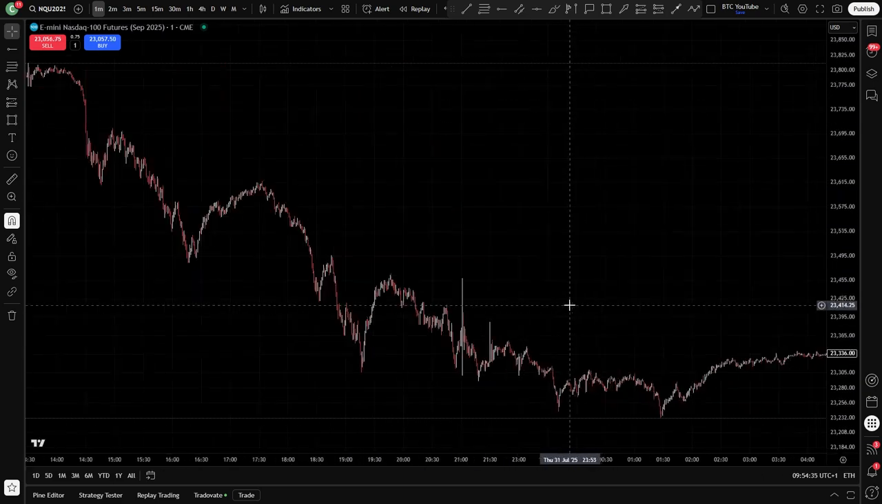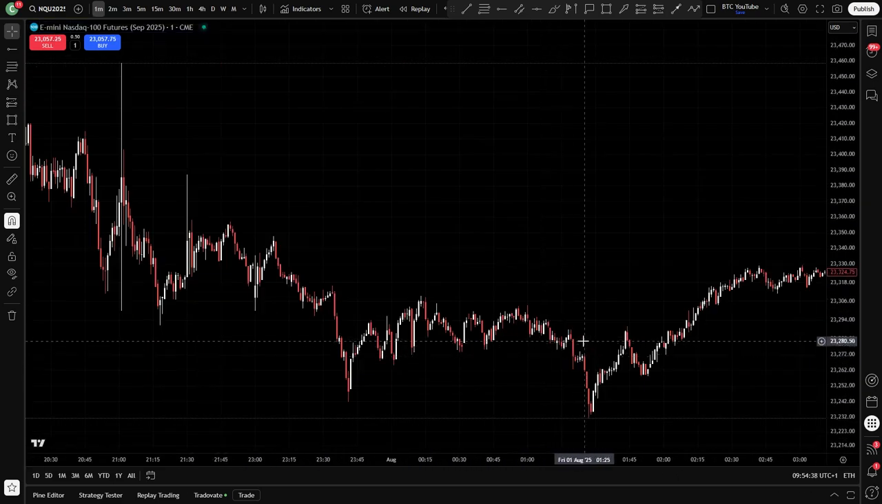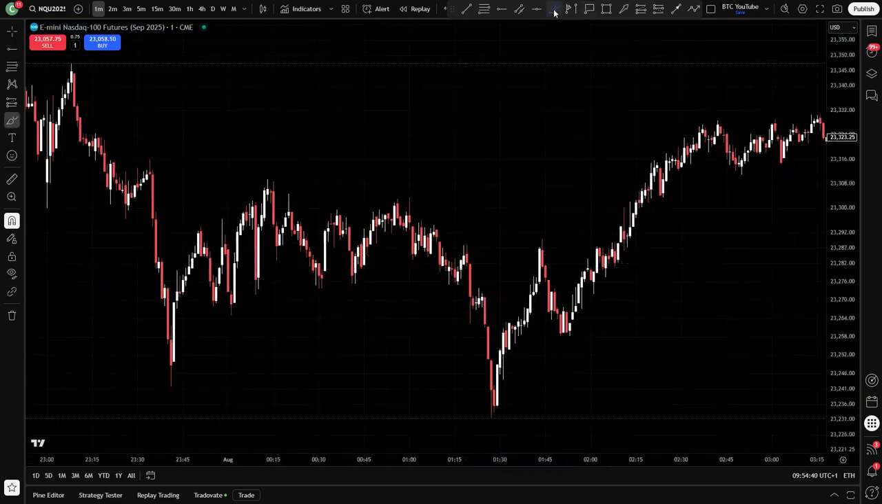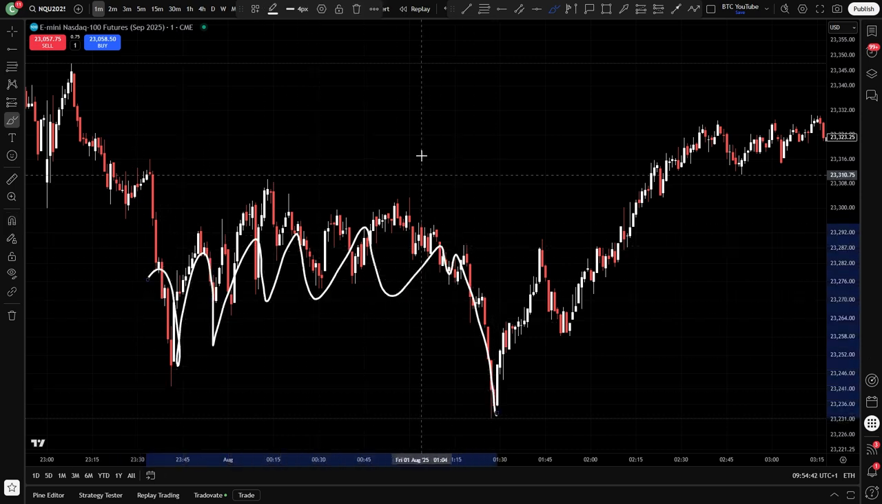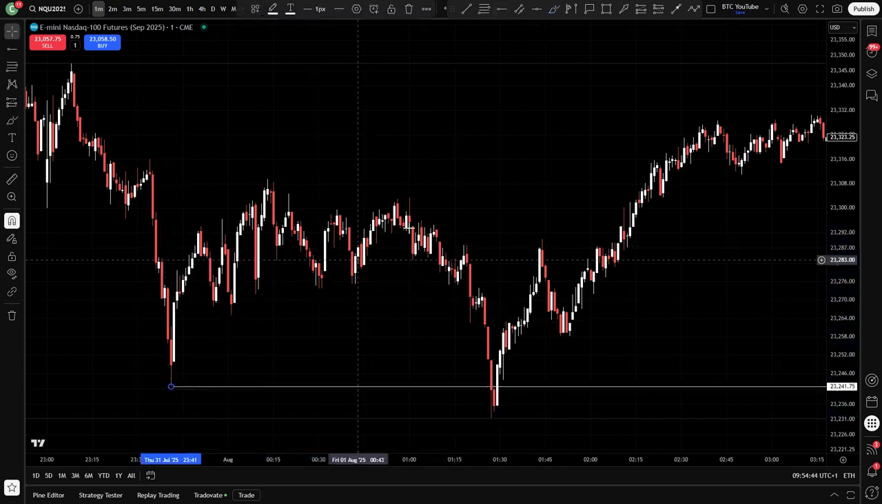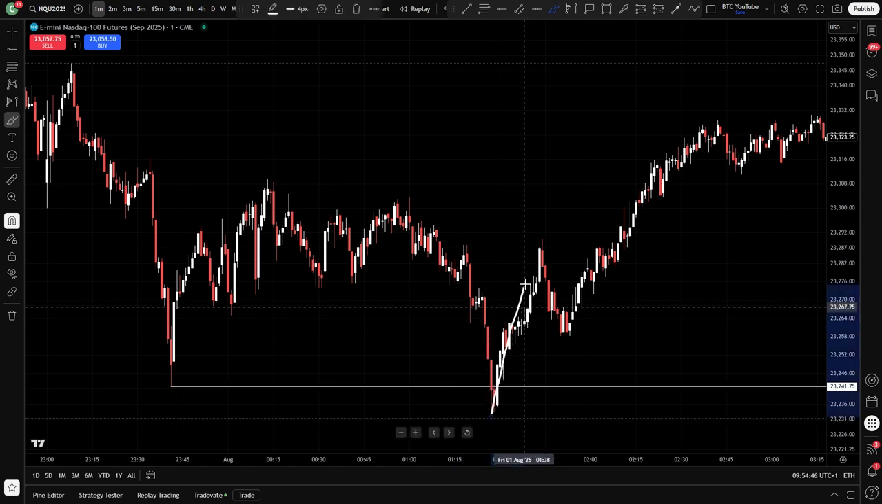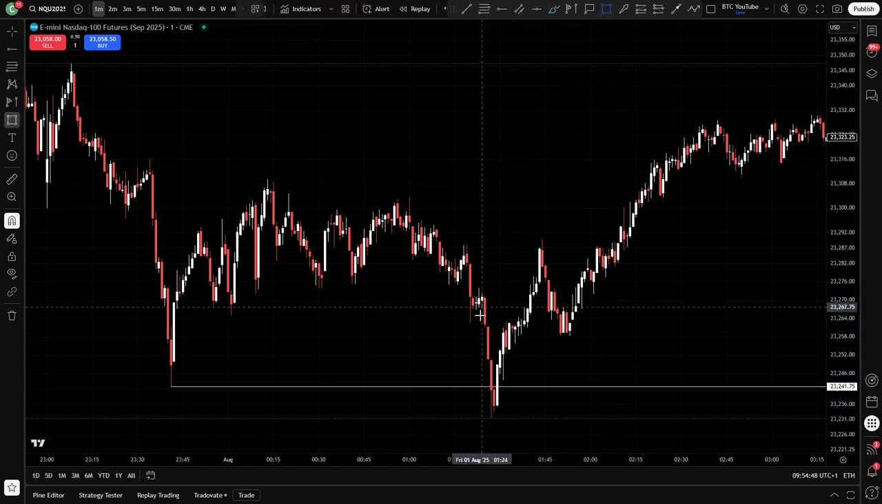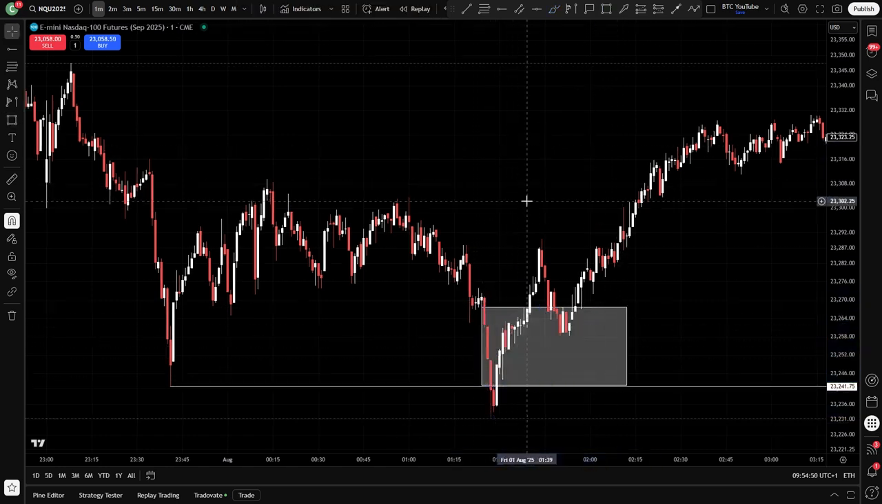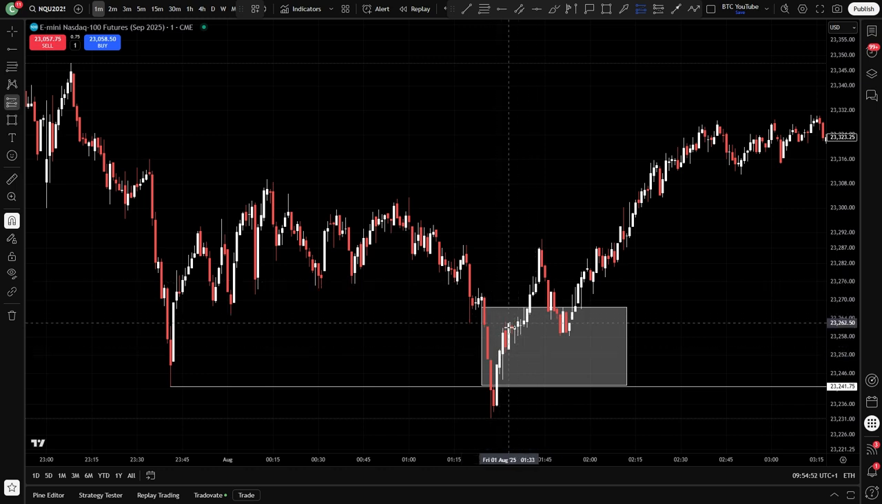You can see we had this massive drop. We started to accumulate. This was in Asia session, sadly, so I was asleep. You can see you've got accumulation, manipulation below. V-shape back up. Lovely, lovely, lovely. Massive fair value gap here that you could have taken.